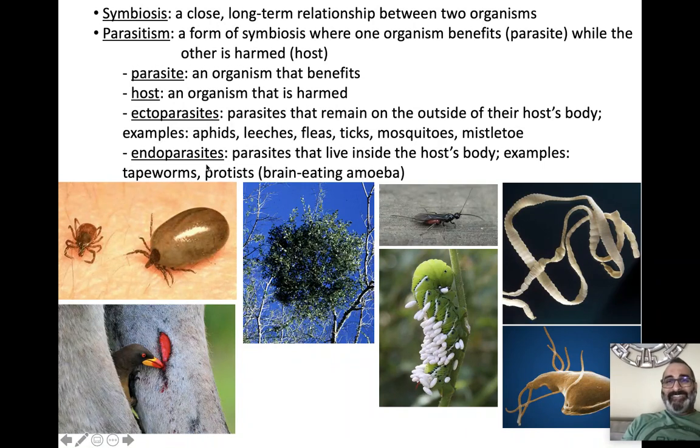Endoparasites are parasites inside of the host body. Tapeworms, protists, little things that live within our bodies. This would be a brain-eating amoeba. You get them in a freshwater environment when you swallow the water. You hear about it happening to children. Then it swims up through their nervous system, gets in their sinuses, gets in their brain, and next thing you know, it starts laying eggs or multiplying and becoming a major problem.